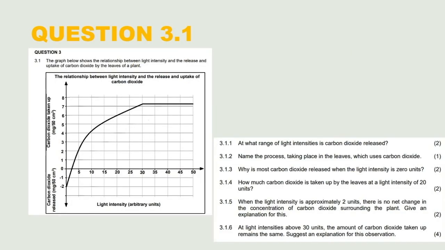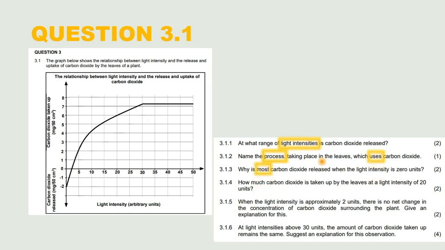So let's quickly read through question 3.1. I've discussed the graph over here, so let's quickly have a look at the specific questions. Question 3.1.1 asks, at what range of light intensity is carbon dioxide released? You will go to your graph and look at the rate at which carbon dioxide is released. Oh, this one is taken up. So we'll have a look here at the bottom and then compare it with the light intensity on the x-axis. Then question 3.1.2, name the process taking place in the leaves which uses carbon dioxide.